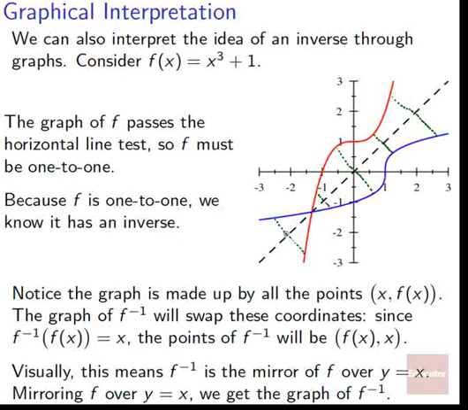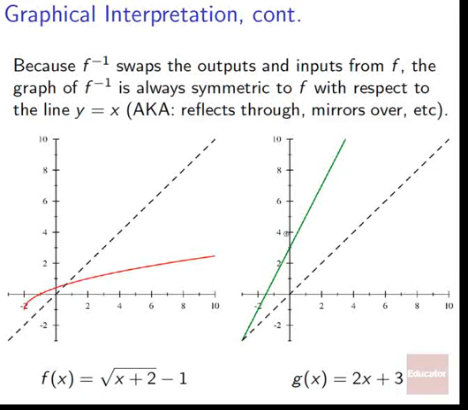And this is going to happen with any of our inverses graphically. Anytime f inverse is being looked at, we know it's going to be a reflection, a mirror over. It's going to be symmetric to f with respect to the line y equals x, since f inverse is swapping outputs and inputs. It swaps outputs and inputs. It's going to be reversing the placements of these. So the graph of f inverse will always be symmetric to f with respect to the line y equals x.